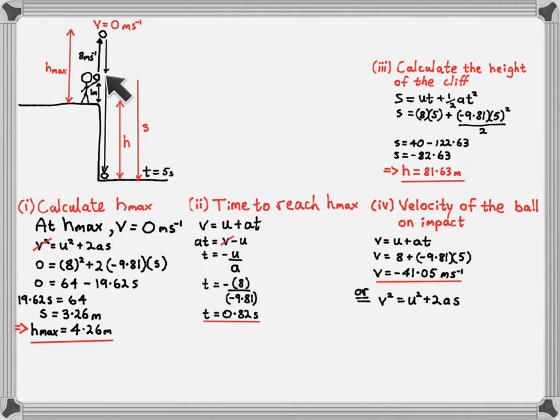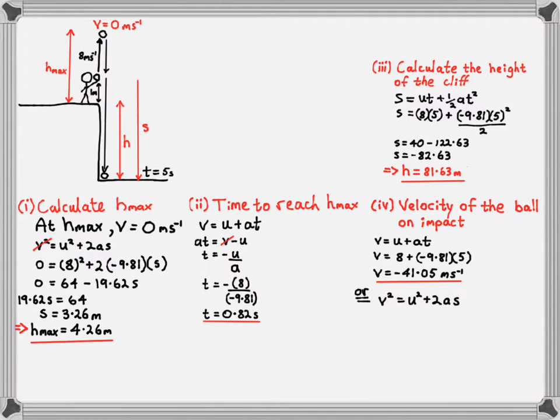So in this case, I need to know what my initial velocity will be at this point, and what's the displacement from this point to the bottom of the cliff. I have acceleration already, it's always going to be minus 9.81. Well, the displacement value I already worked out, it's this, S, which was 82.63 meters. What about the initial velocity? Well, I know what the initial velocity is.